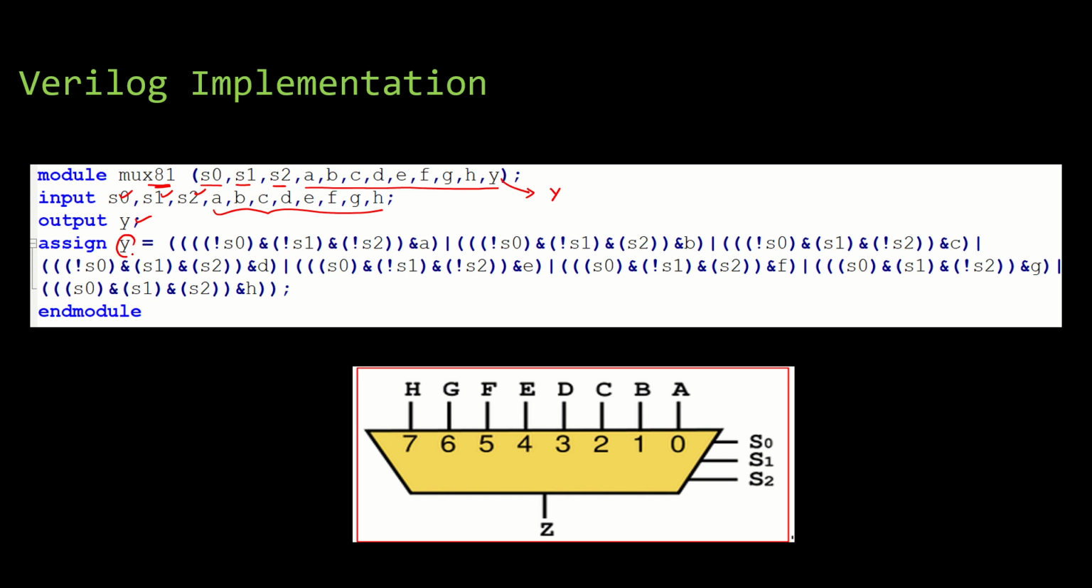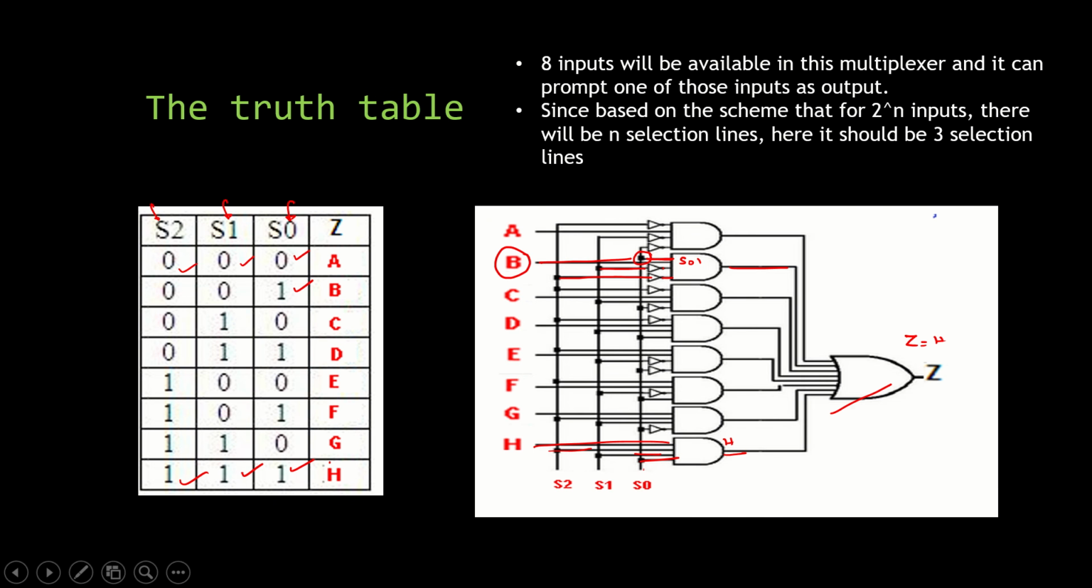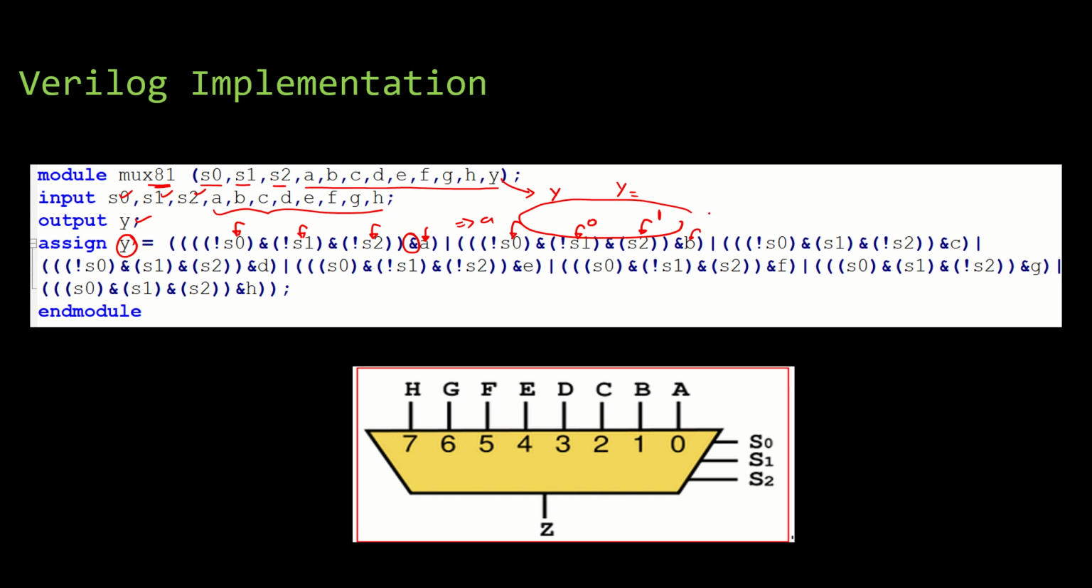Now we need to get the final result into Y, and we can get it easily. And how do we do it? Very simple. When S0 is 0, not of S0, when S1 is 0, S2 is 0, and with A, you get whatever is available in A. Similarly, when S0 is 0, S1 is 0, and S2 is 1, it will get you the value of B. So whatever you have seen in the truth table has been exactly reflected in this expression, and we get this. It's very simple. Just follow the same pattern from the truth table and you can write it out.